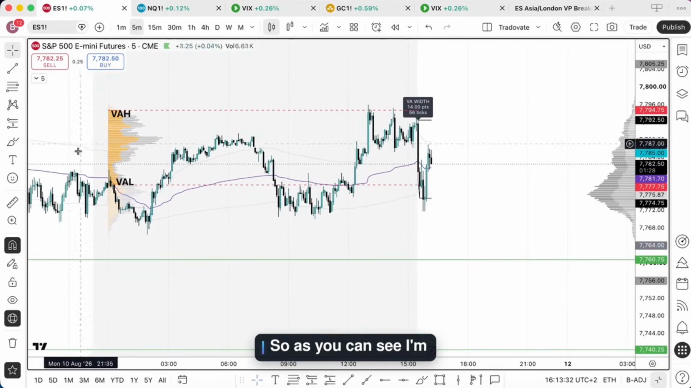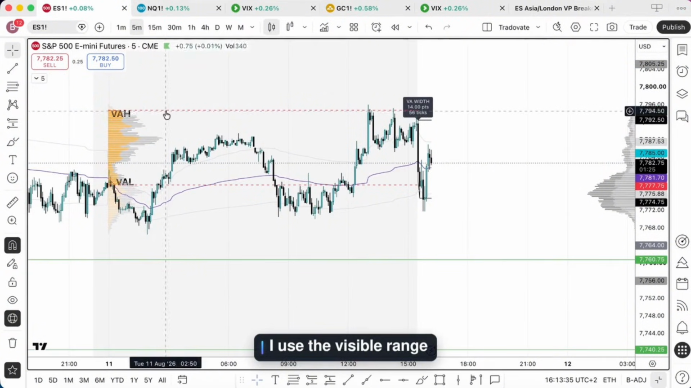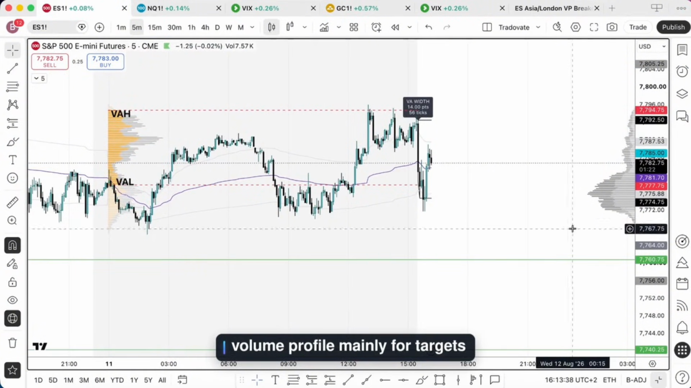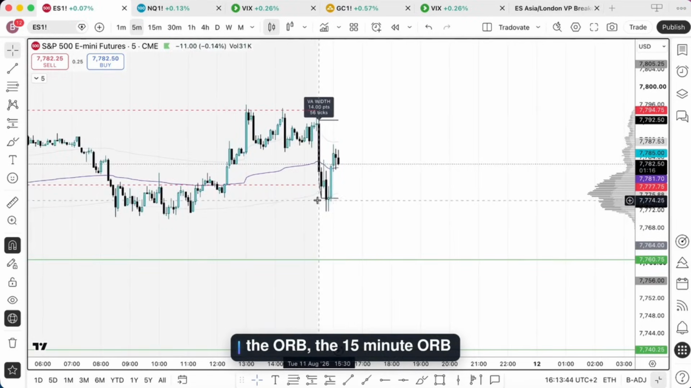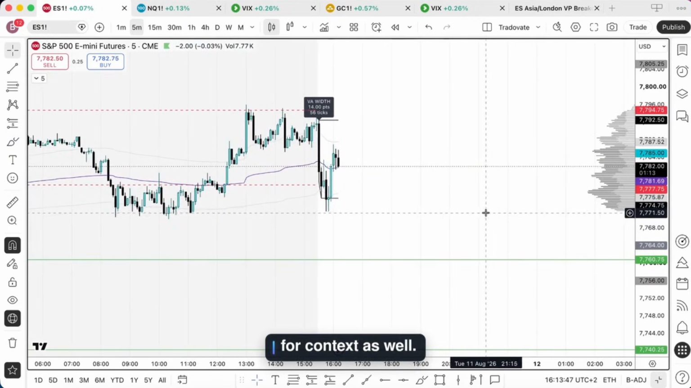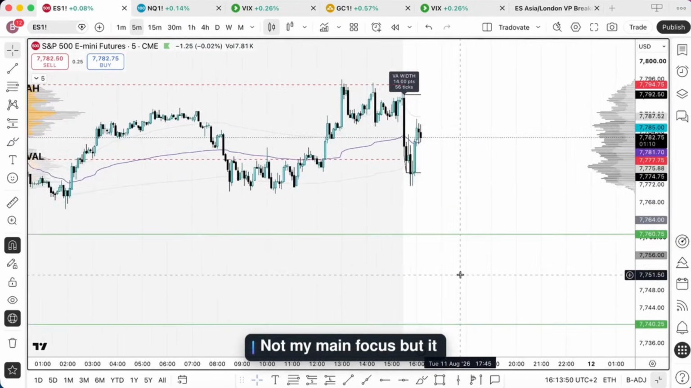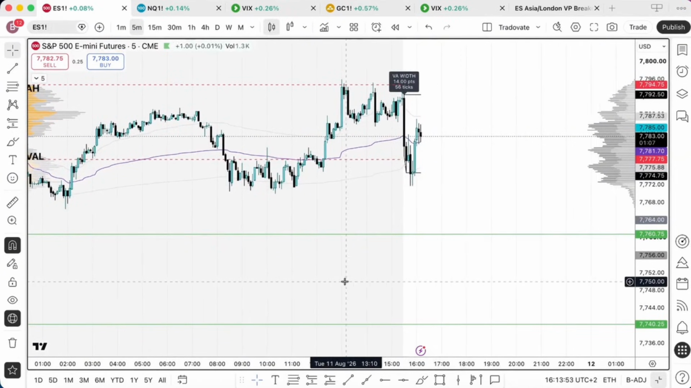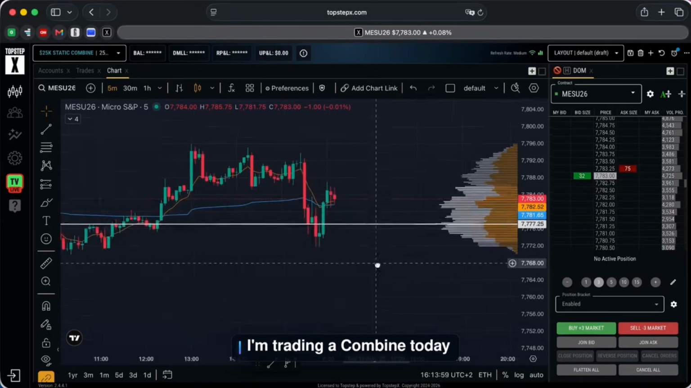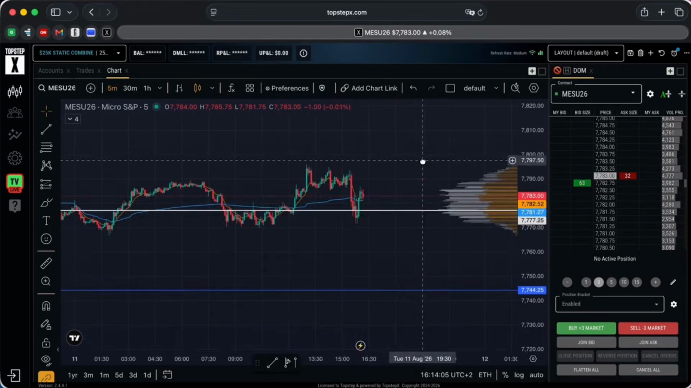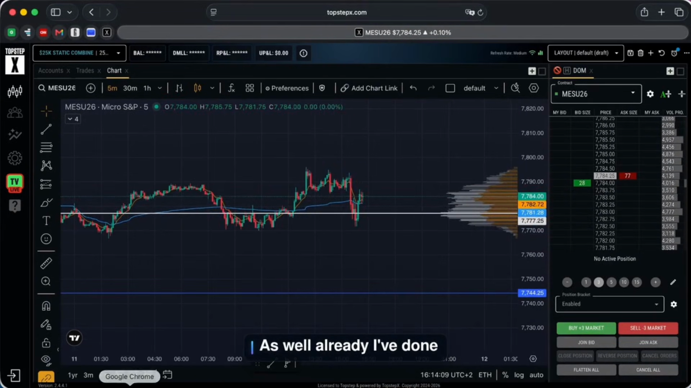So as you can see, I'm trading the session volume profile. I use the visible range volume profile mainly for targets and stops, the VWAP for context, and also the 15-minute ORB for context as well. Not my main focus, but it is for context and to create my bias during the day. I'm trading a combine today on Top Step. And yeah, I've done my preparations for today already.